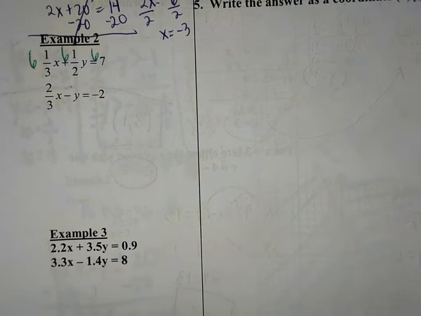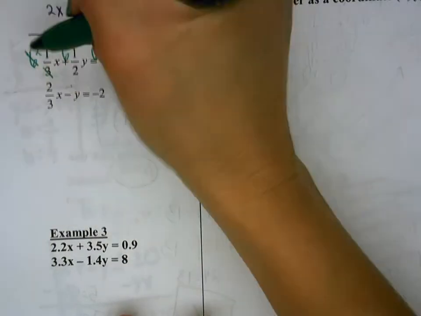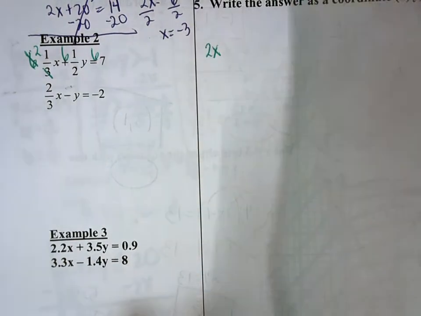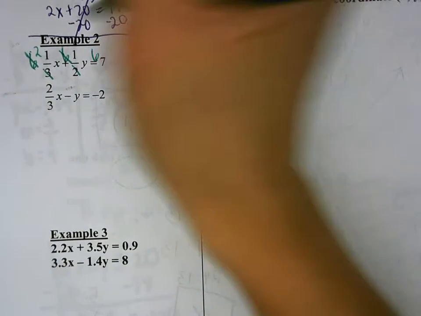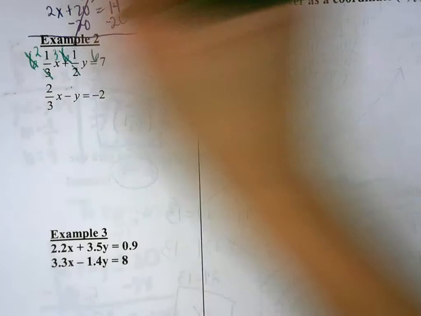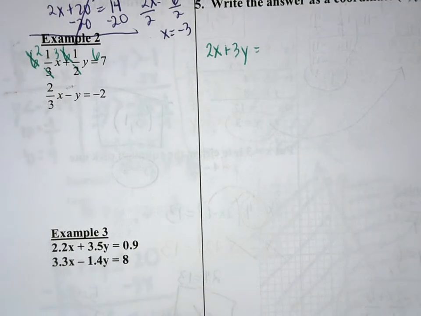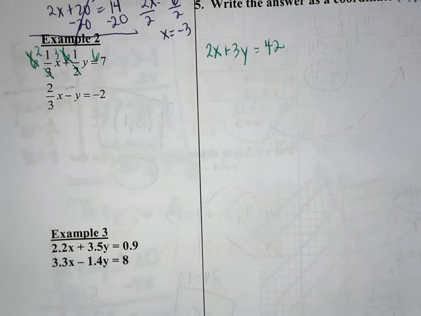When I do that here, 3 goes into 6 how many times? 2. And so you have 2 times 1 times x, which makes 2x. Okay, here 2 goes into 6 3 times, and 3 times 1 times y is 3y equals, and 6 times 7 is 42. Okay, now again, these are separate equations.